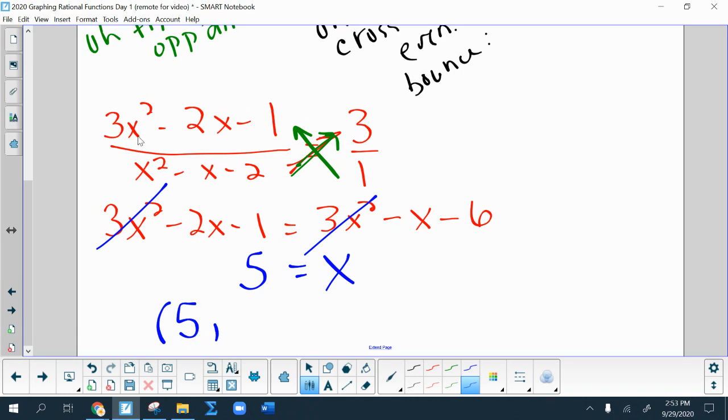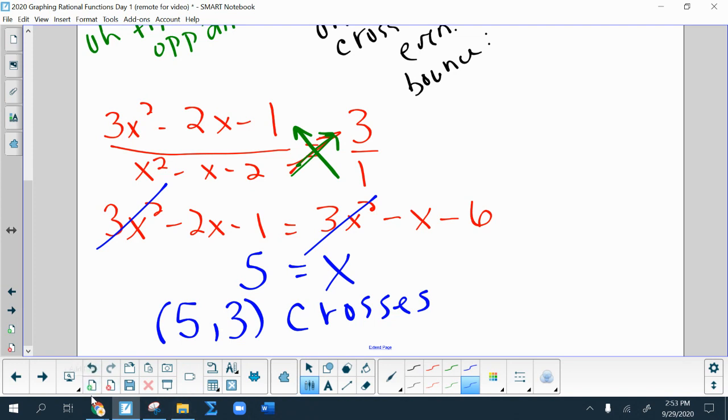If I were to put 5 in for x here, I'm literally saying when I solved for x, I got 5. I was solving it when it was equal to 3. So it better be the point (5, 3). Otherwise, we did something wrong.